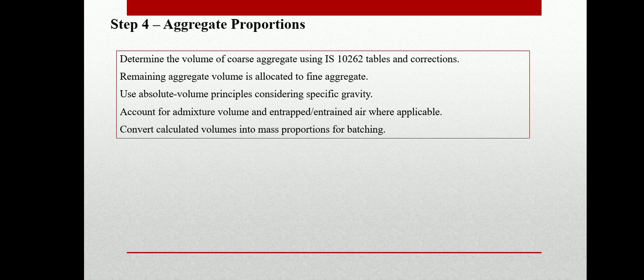We determine the volume of coarse aggregate using the tables provided in IS 10262, applying necessary corrections for factors like water cement ratio and the type of fine aggregate grading zone. Whatever volume remains after accounting for coarse aggregate is then allocated to fine aggregate. This entire calculation is based on absolute volume principles, which means we need to account for the specific gravity of every material involved. We also need to account for the volume contributed by any admixtures and for entrapped or entrained air where applicable. Once all these volumes are worked out, we convert them into mass proportions because on-site batching is done by weight, not by volume.